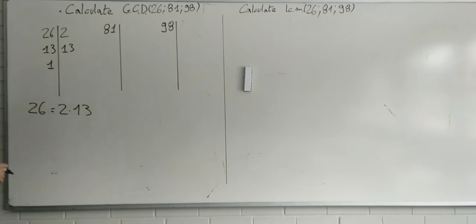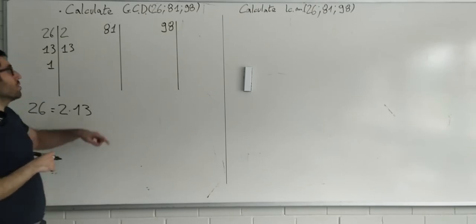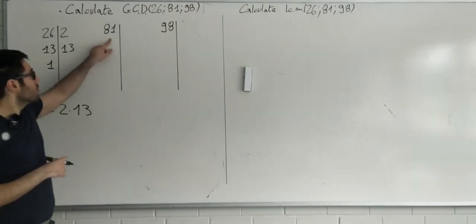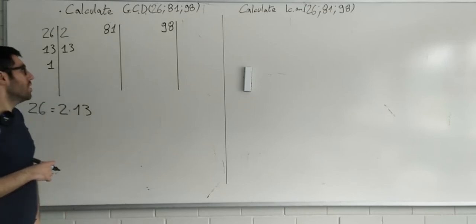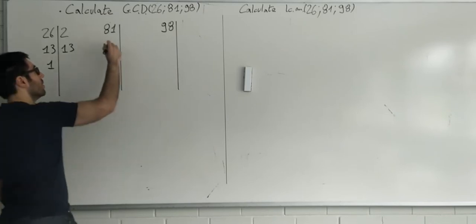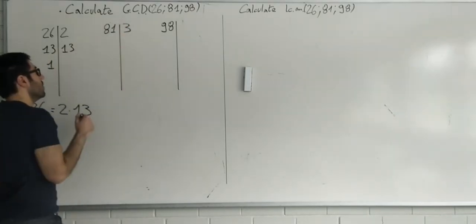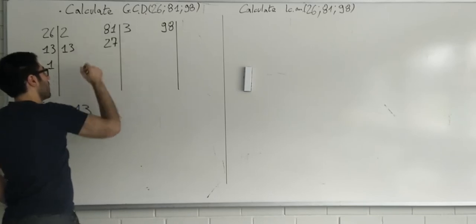Let's move on to the next number to factorize, which is 81. We notice that the sum of all digits is 9. 8 plus 1 is 9. Therefore, it can be divided by 3, because 9 is a multiple of 3. Let's write 3 here. 81 divided by 3 is 27.